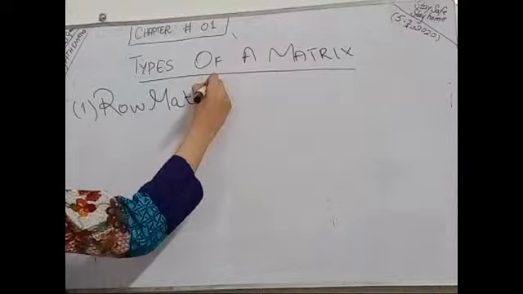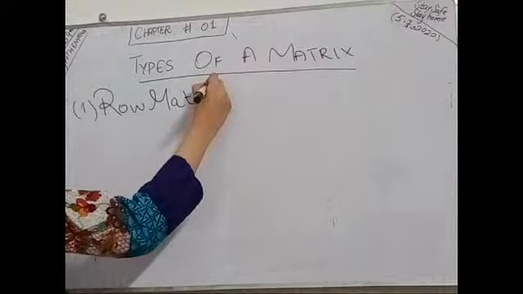What is a column matrix? I will read the definition from the book. A matrix is called a column matrix if it has only one column. एक matrix को column matrix कहते हैं अगर उसका सिर्फ one column हो. Only one column. Let's take some examples.